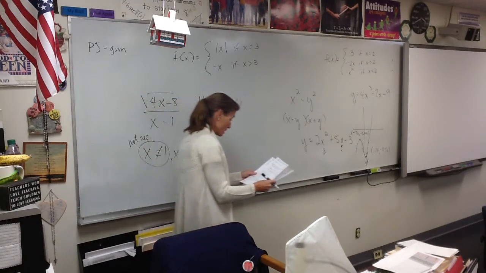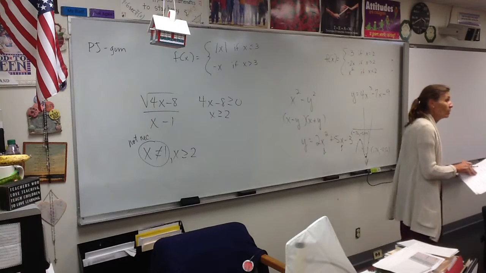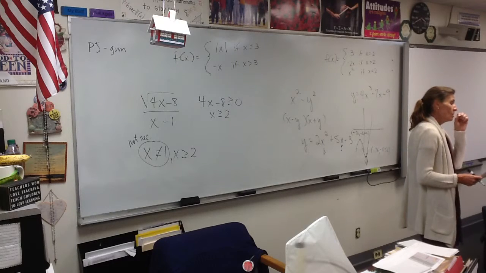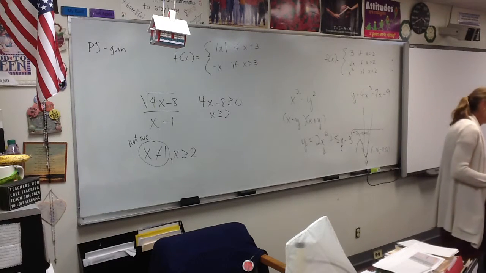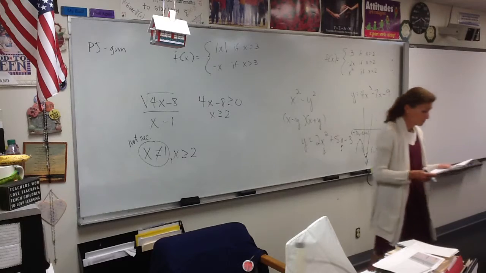B. Domain for B is all real numbers. I don't know why some of you said other things. What causes issues with domain? Denominators and radicals. Do I have even one? No, your domain is all real numbers.